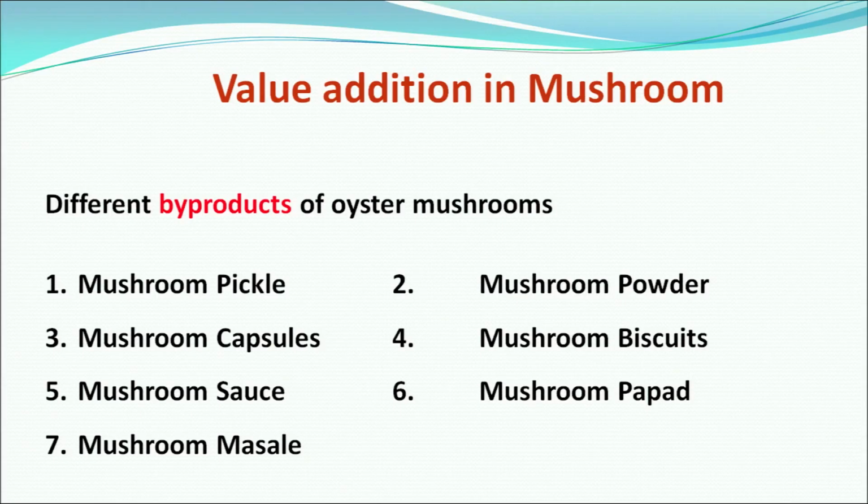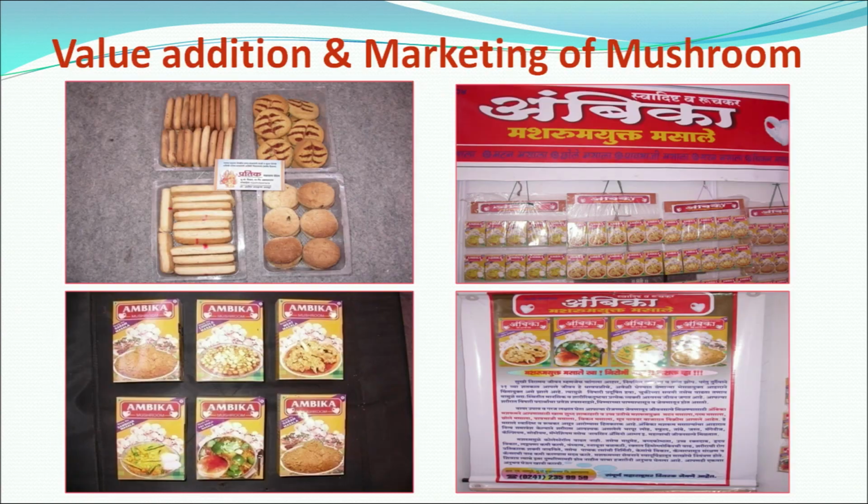Value addition: if you are able to sell your mushroom as fresh, that is the best, but if there is some problem in the market, you can prepare different types of products that include mushroom pickle, mushroom powder, mushroom capsules, then mushroom biscuits, mushroom sauce, papad, masale. So, different types of value added products can be prepared from this mushroom. Here you can see which are available in the market. Different products including cookies are available in the market.